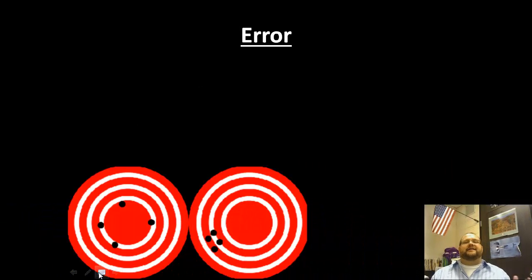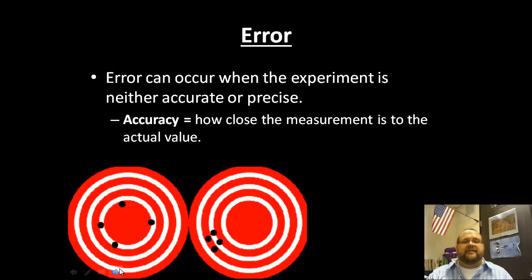Okay, we have two little things we're going to talk about next. Let's talk about error. So why does error result in an experiment? Error can occur when the experiment is neither accurate nor precise. So if our experiment is not accurate or precise, we're going to end up with error. And these two terms I want you to know. The first one is accuracy: how close the measurement is to the actual value.